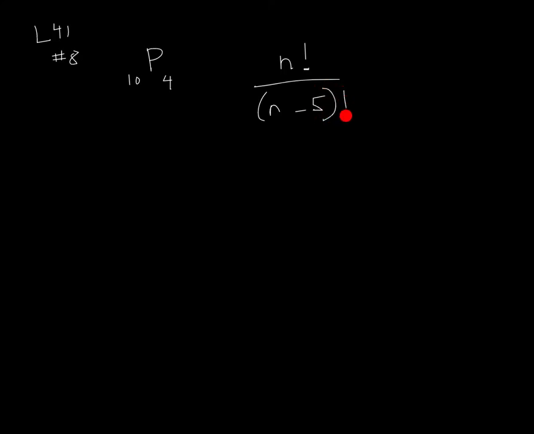Okay. All right, good job. That one wasn't too bad, right? So you have to know the formula. If you don't know the formula, you're in trouble. It's 10 things taken 4 at a time. It's a permutation. So you just fill it in.